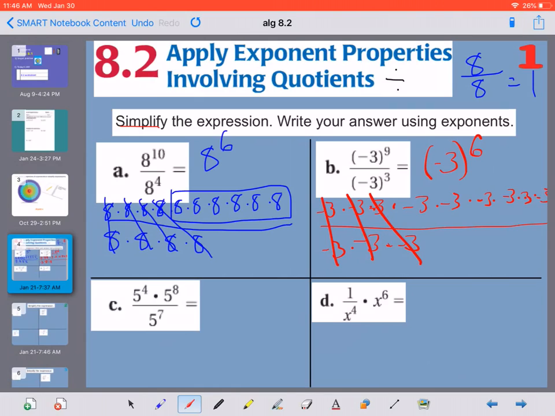Now you may have noticed that we could just take 10 minus 4 and get 6, and 9 minus 3 and get 6. So basically all we're doing is subtracting.